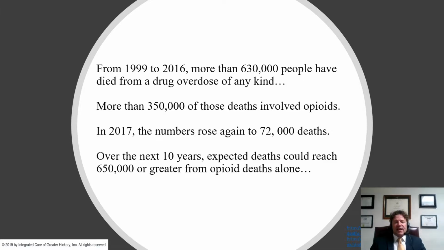So from 1999 to 2016, we had 630,000 deaths due to drugs of any kind, with 350,000 of those related to opioids. In 2017, yet again for the country, the numbers rose to 72,000 deaths. And it is anticipated that in the next 10 years, we should see 650,000 deaths, which is greater than all that we've already seen. But these are going to be related just to opiates. That's how exponentially this problem is growing. So what can we do?